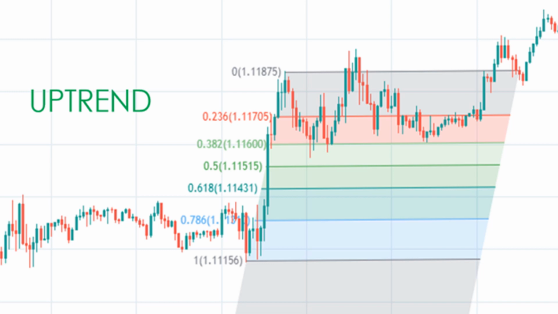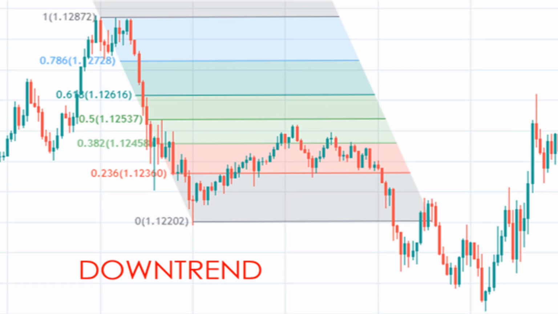For an uptrend, put the 100 level of the retracement tool at the swing low and the 0 level at the swing high, like you can see on the real world example here. For a downtrend, put the 100 level of the retracement tool at the swing high and the 0 level at the swing low.